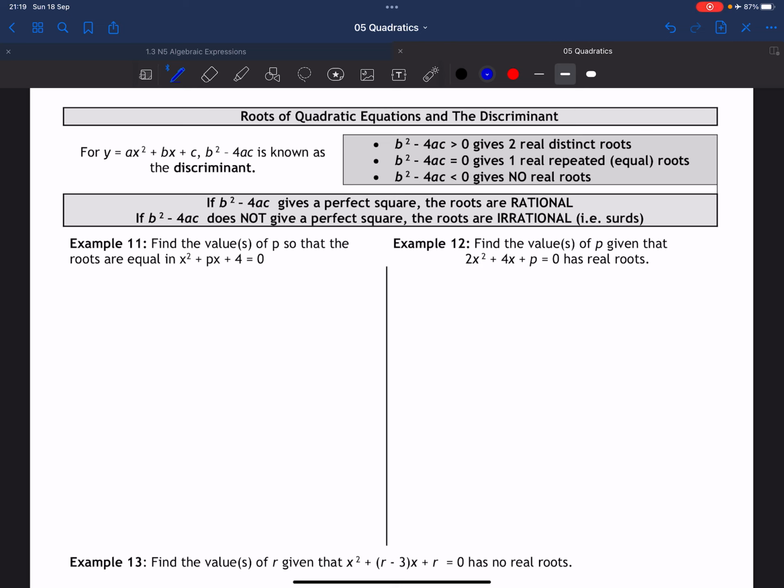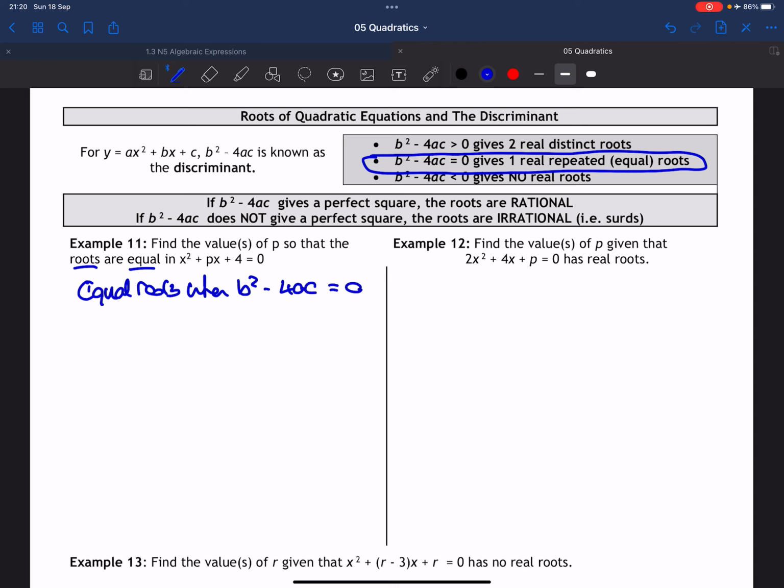So let's look at example 11. It says, find the value or values (that 's' there says it could be one or more than one value) of p, so that the roots are equal. Okay, so the key words here are roots and equal. So when do I have equal roots? Well, the second bullet point tells me that. I get equal roots whenever b squared minus 4ac is equal to 0. So let's say that. So I get equal roots when b squared minus 4ac is equal to 0.